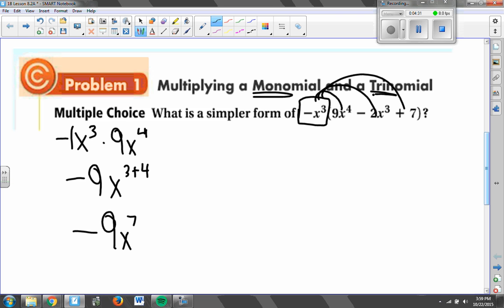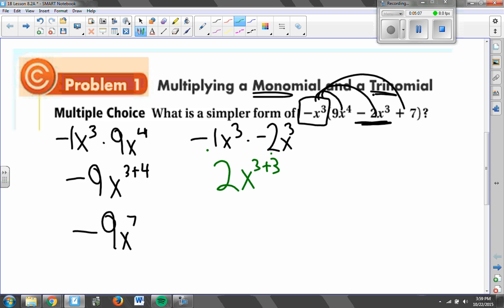Similar idea with my second piece. I have negative, still negative 1x to the third. Now I'm multiplying by a negative 2x to the third. You can see that right here, negative 2x to the third. Negative 1 times a negative 2, I can put these numbers together first. Negative 1 times negative 2 is 2. And just like in my first piece, I have x to the third times x to the third. Same base, and in this case actually the same exponent, but I'm still just going to add those two exponents together. X to the 3 plus 3. Hopefully we know that that is 6.